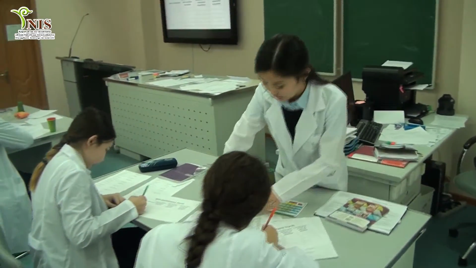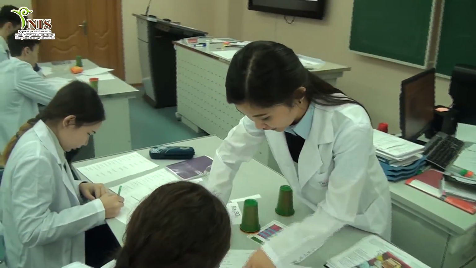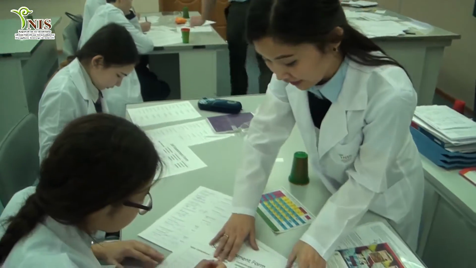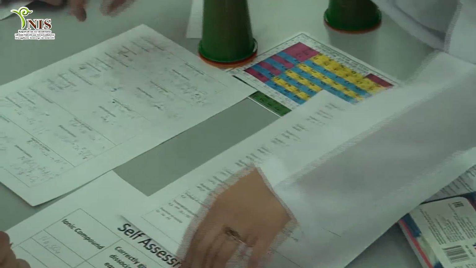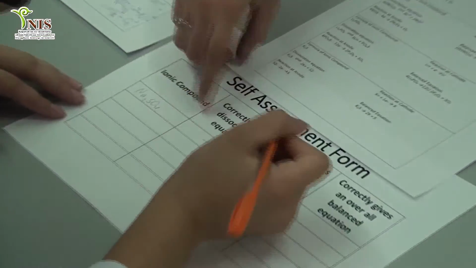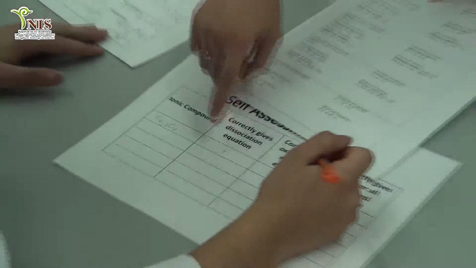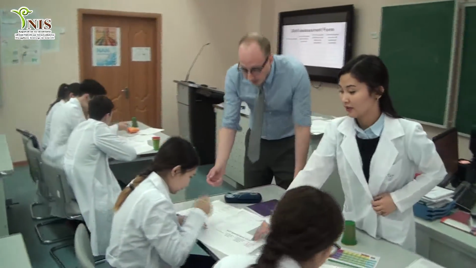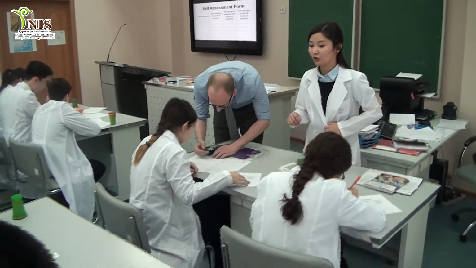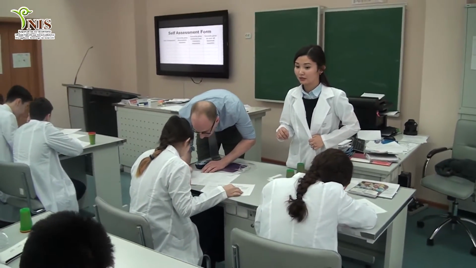You should write the formula of the ionic compound, and there are the answers. So, if you wrote the substitution reaction correctly, you put plus. Please write your names on your self-assessment form. Your names.